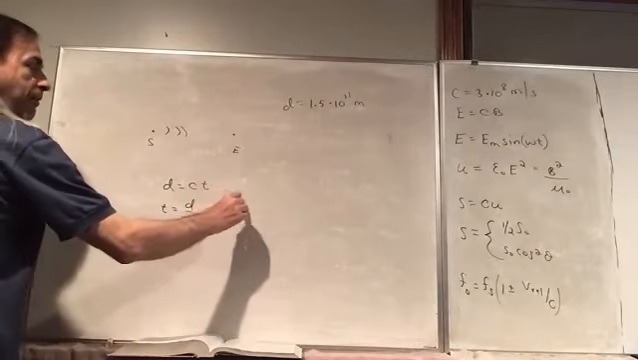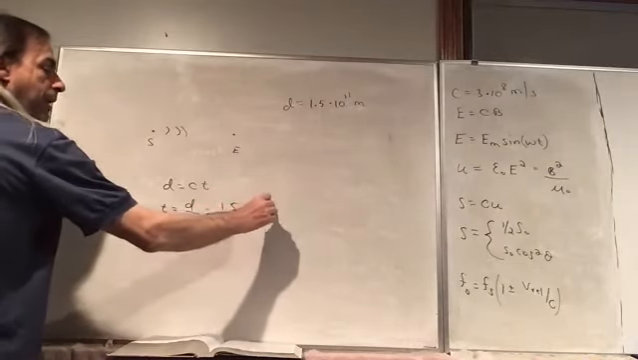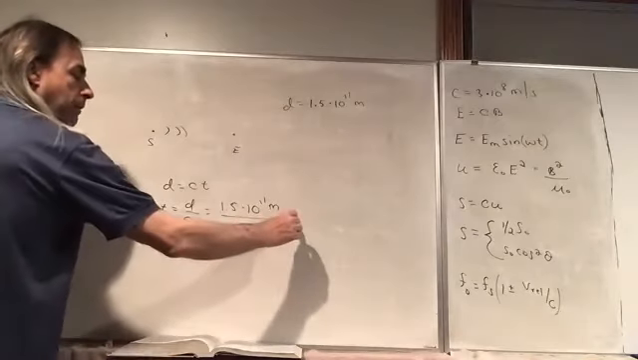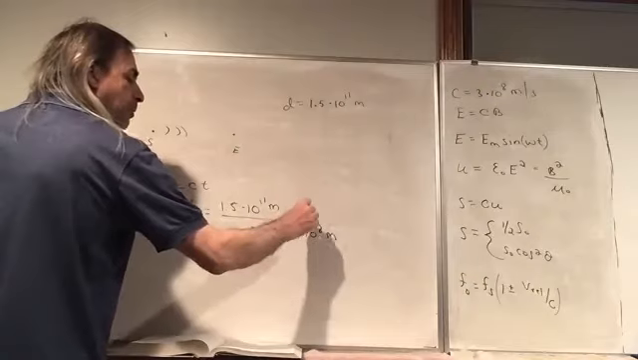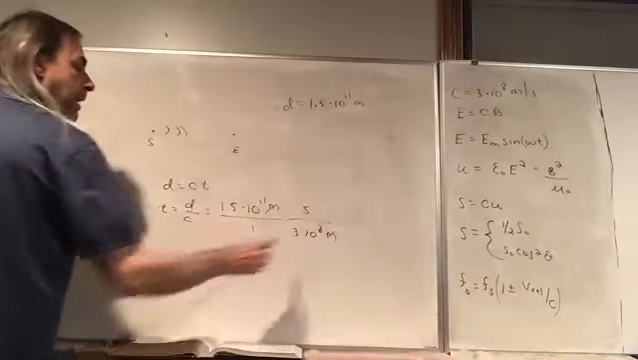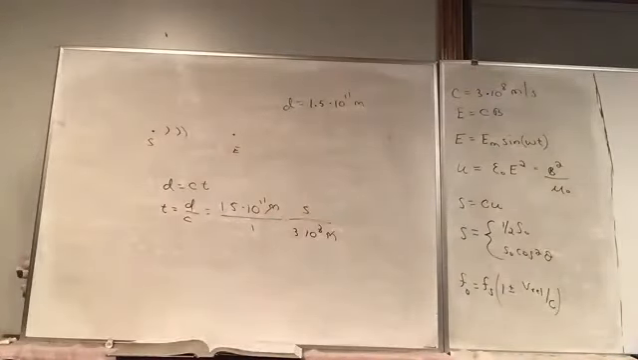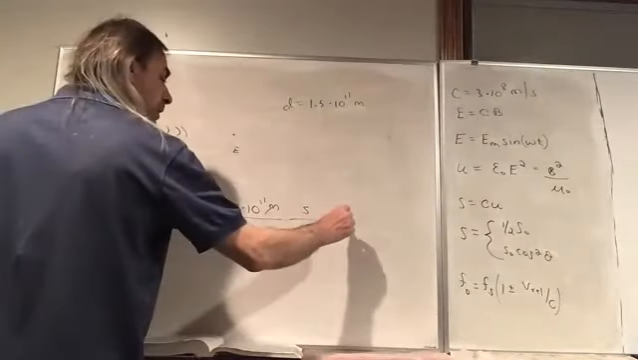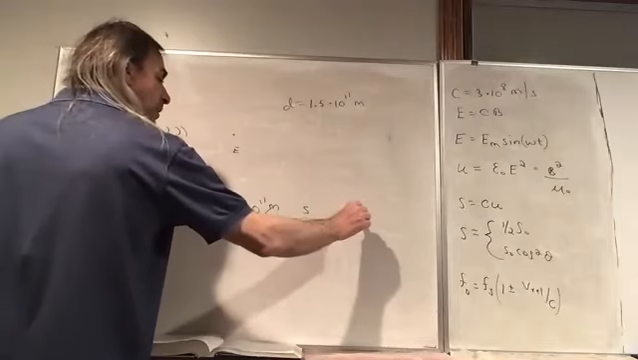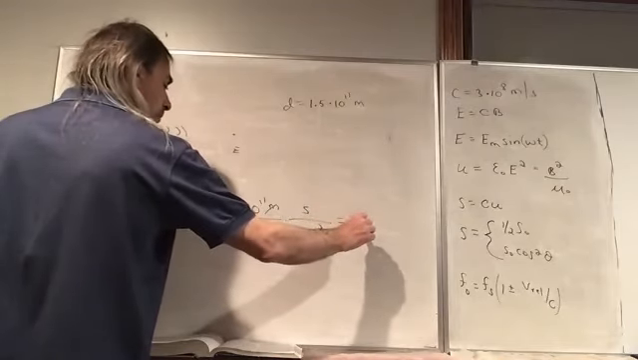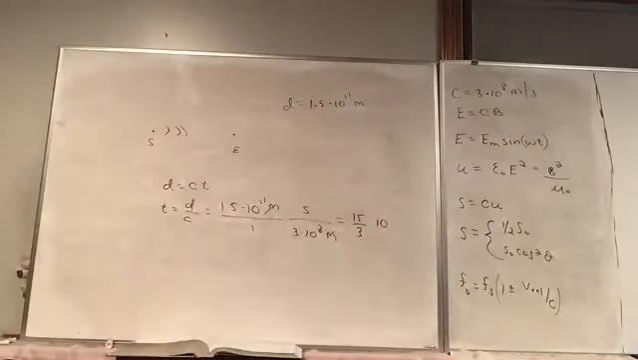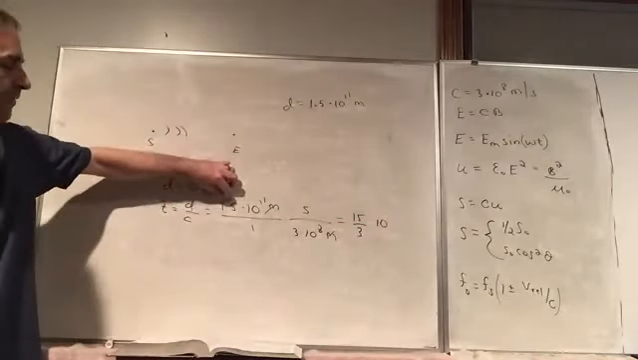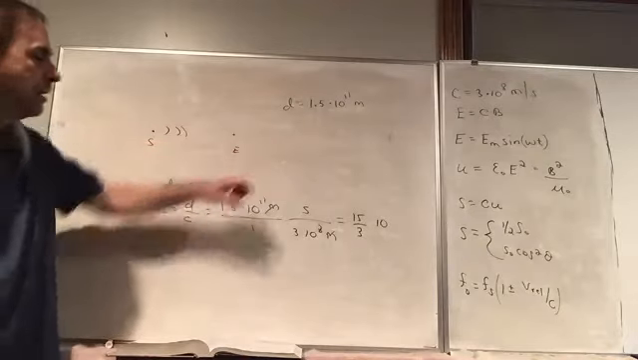So we have 1.5 times 10 to the 11th meters divided by 3 times 10 to the 8th meters per second. So the meters cancel out. We get our time in seconds. Let's do this. Let's say 15 over 3. So I wrote this as 15 times 10 to the 10.